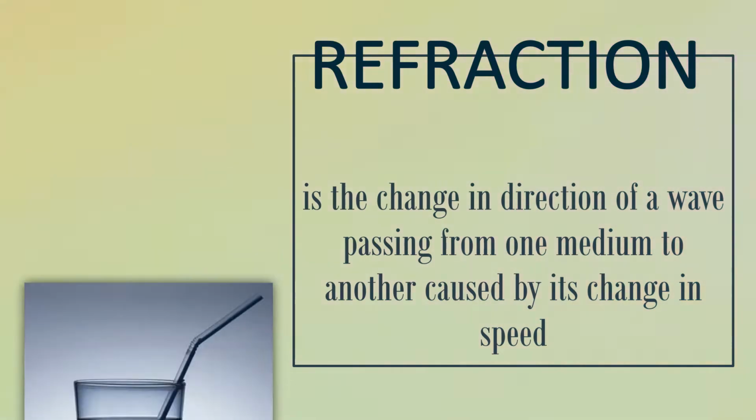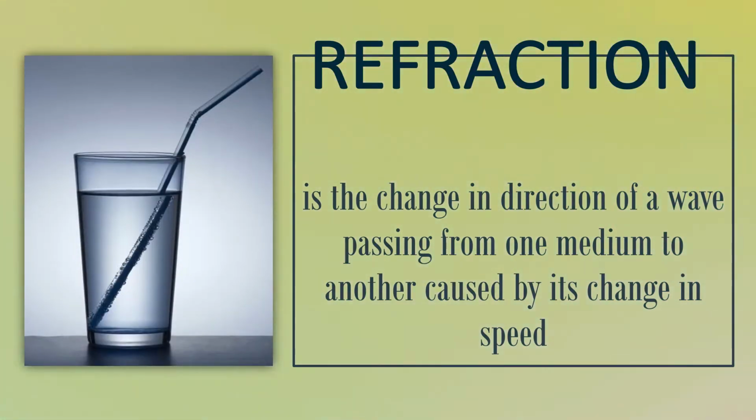waves. Now, it was mentioned in the prior discussion that light travels at a speed of 3 times 10 raised to 8 meters per second in vacuum. But when light travels through other transparent materials, it slows down. And this is what we call refraction. Refraction is the change in direction of a wave passing from one medium to another caused by its change in speed.